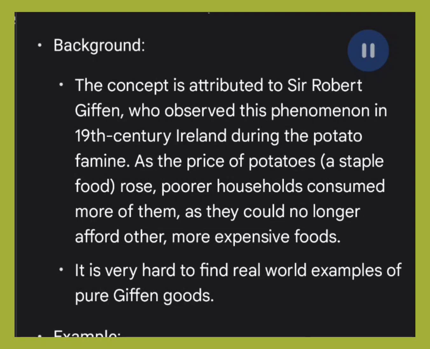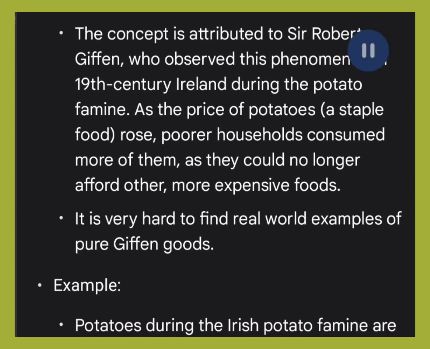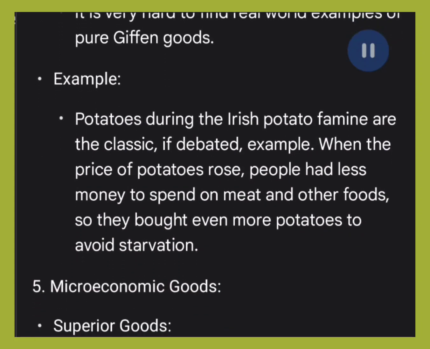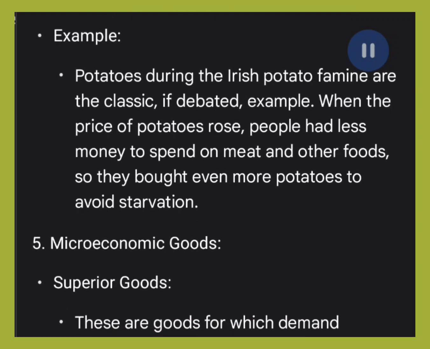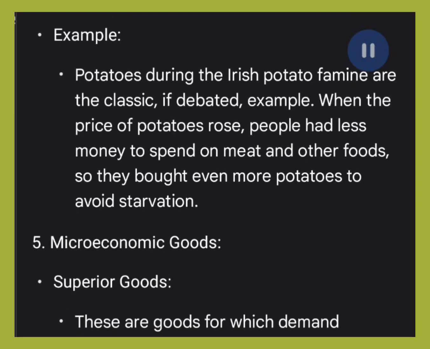It is very hard to find real-world examples of pure Giffen goods. Example: potatoes during the Irish potato famine are the classic, if debated, example. When the price of potatoes rose, people had less money to spend on meat and other foods, so they bought even more potatoes to avoid starvation.